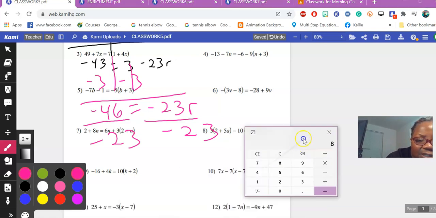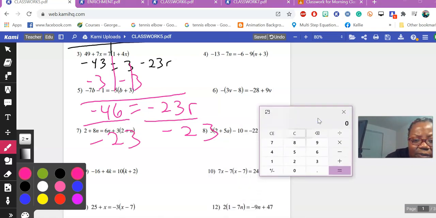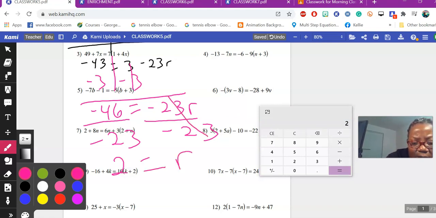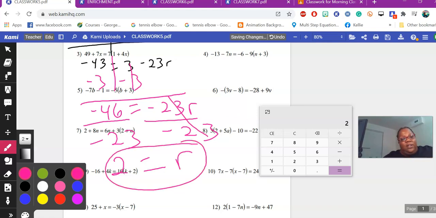And I think this should be 2. Let's find out. 46 divided by 23, 2. And it's going to be a positive 2, right, equals r. 2 equals r. Okay? So I'm going to do that one more time.